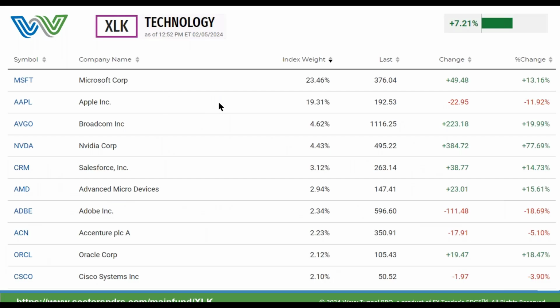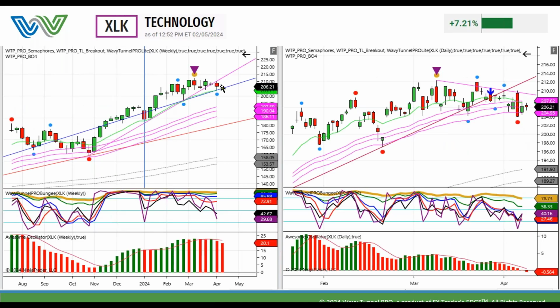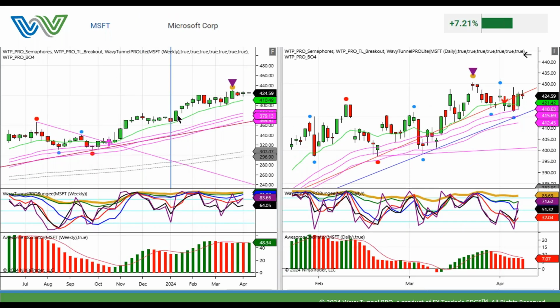XLK, technology, we're going to take a look at Microsoft, but NVIDIA up 77% for the year. Okay, Microsoft up 13% for the year. So this is technology, we looked at that, and this is Microsoft. So again, we're trading sideways. We're trading sideways for Microsoft. I'm looking at the daily on the right. But we have no reason to be concerned here.